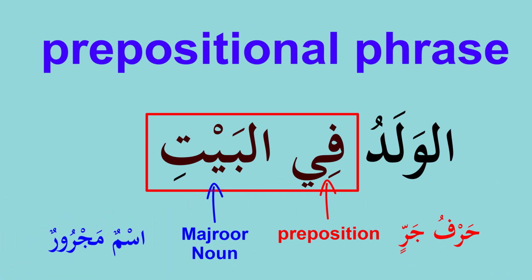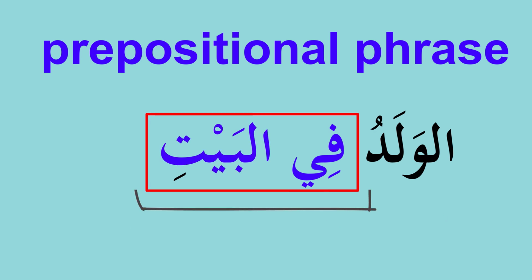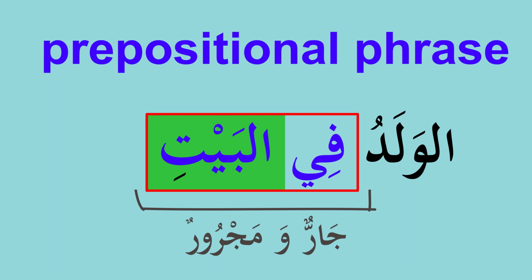Ism majroor. Brother, if I shout at you, you will shout back at me. Harf jar, ism majroor. Huh? You will shout back at me. Harf jar, ism majroor. Okay? So here we have fi as a harf jar followed by ism majroor. Are you with me? This is ism majroor. Okay? Together we call it jarun wa majroorun. What is the meaning of jarun wa majroorun? It means there is a harf jar followed by ism majroor. So you will say jarun wa majroorun.